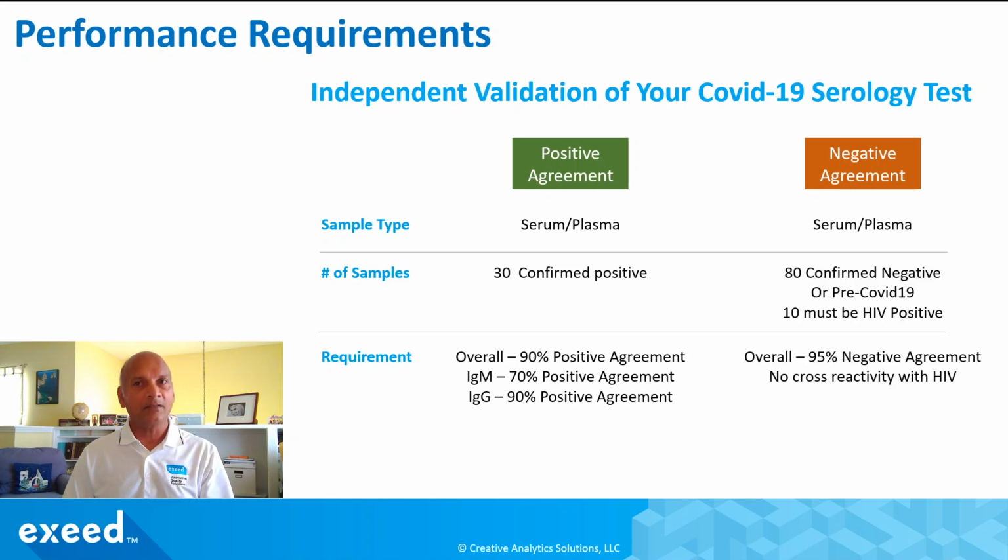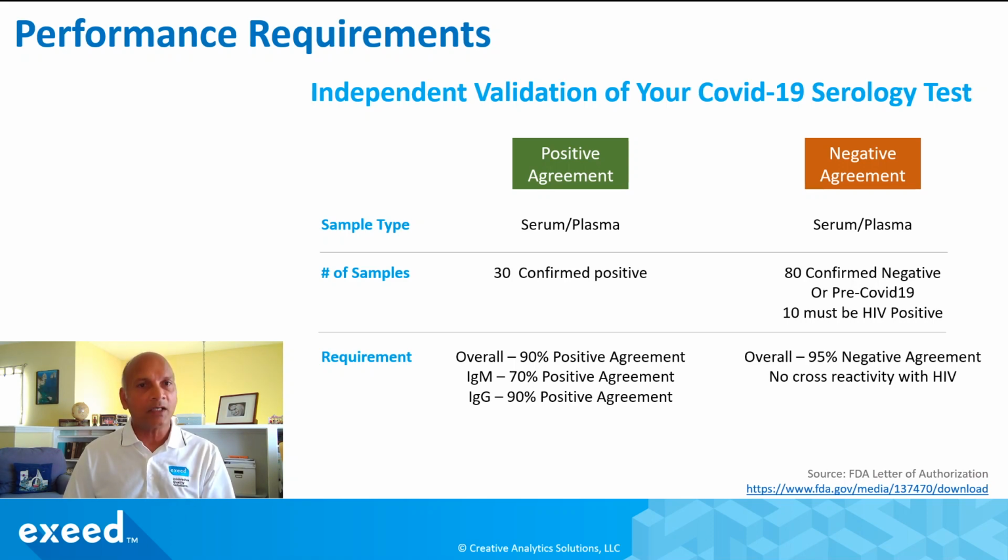Negative agreement, again, established using serum plasma samples. 80 confirmed negative samples or pre-COVID-19 samples will be tested. 10 of them will be HIV positive. And the overall expectation is at 95% negative agreement and no cross-reactivity with HIV.